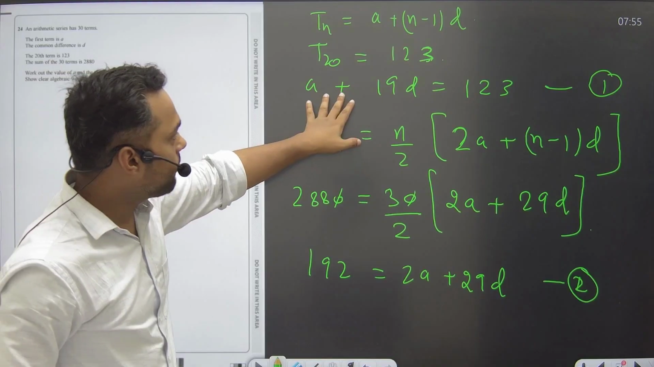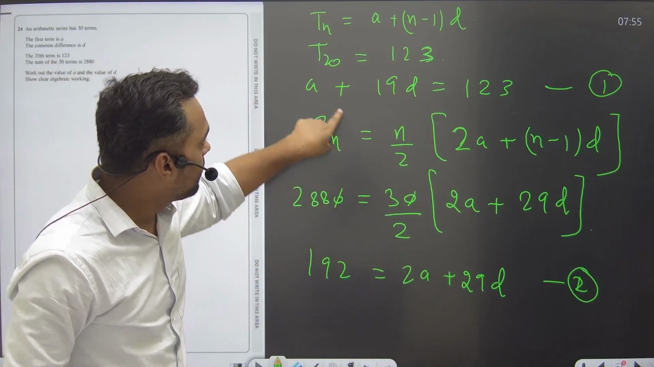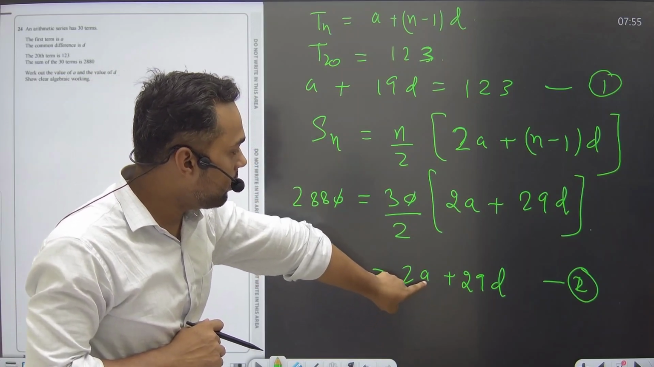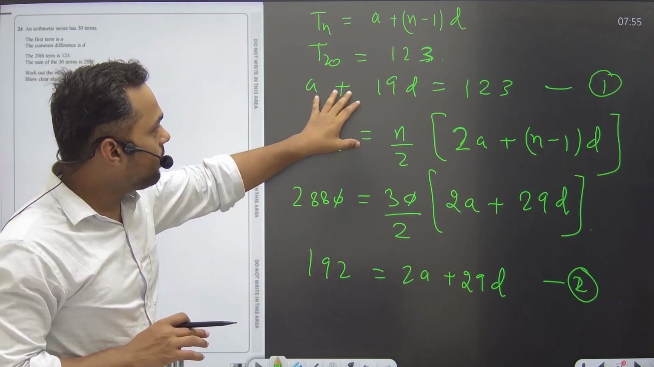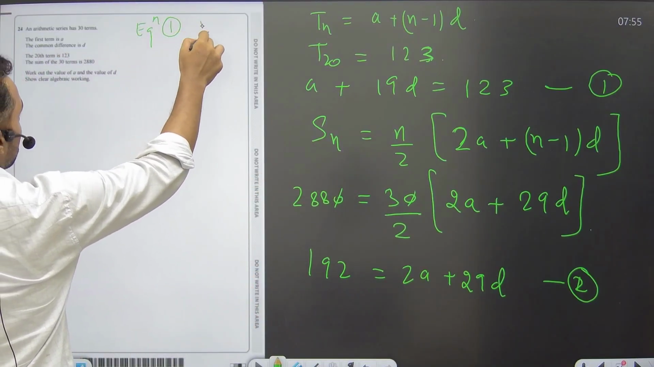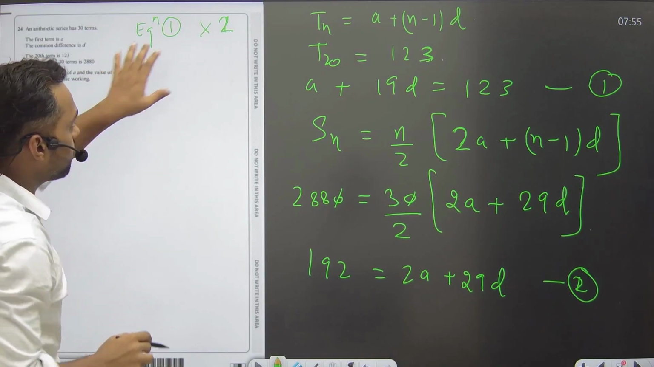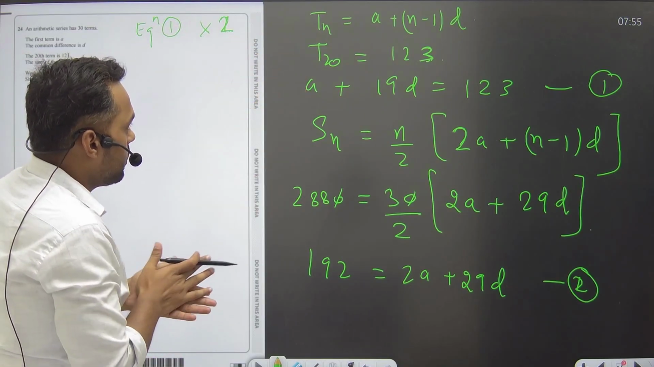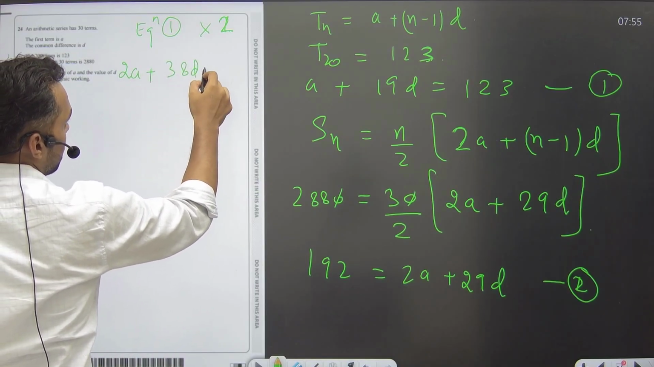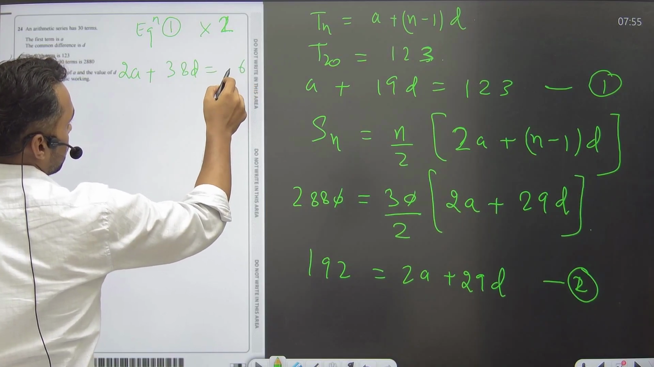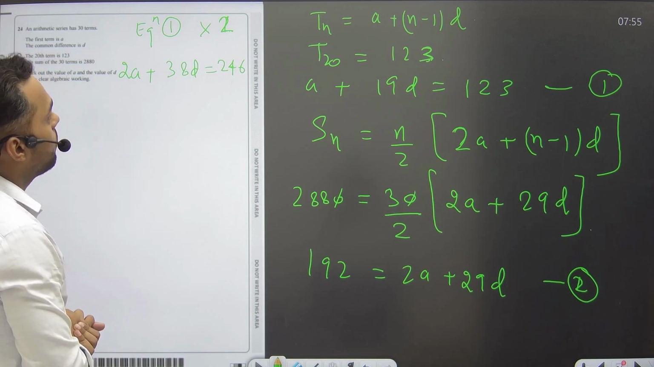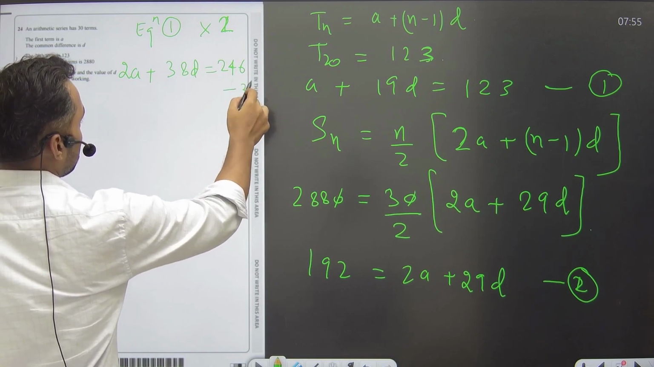Now see, the first equation is this, the second equation is this. We need to see the coefficient of a here, which is 1, and the coefficient of a in the second equation is 2. So if we multiply equation 1 by 2, you need to write the whole sentence, I am just notifying you here. It will be 2a plus 38d equals 246. Let's suppose this is equation number 3.